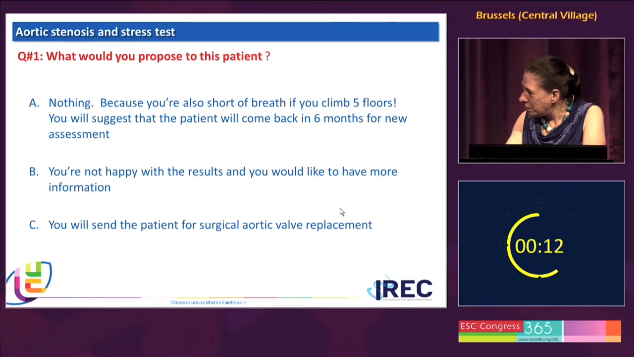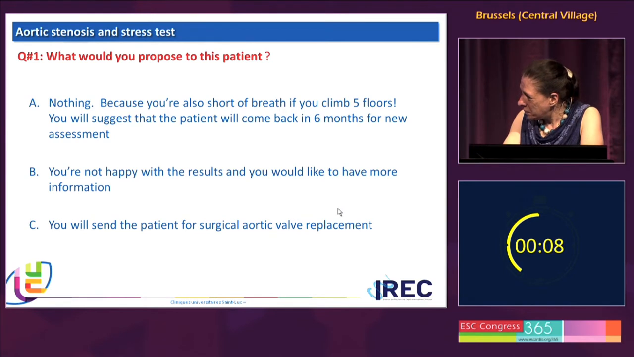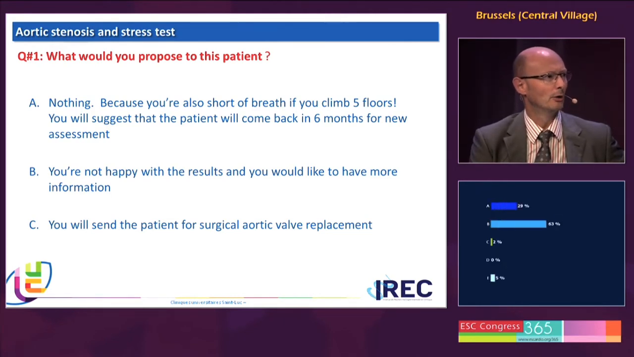I just wanted to ask you a question. Your valve area is clearly in the range of severe AS, at 0.8. But peak velocity is just 4 meters per second, and the mean gradient is just below, so rather of borderline severity. When you look at the valve, it's clearly calcified, but it looks like it opens a bit. Can you comment on that?